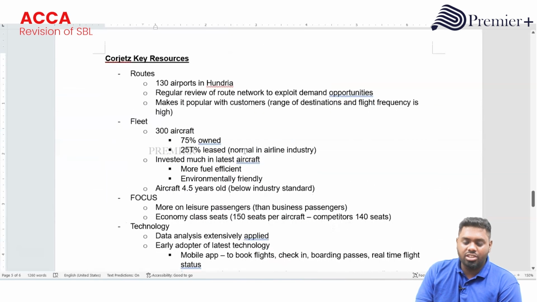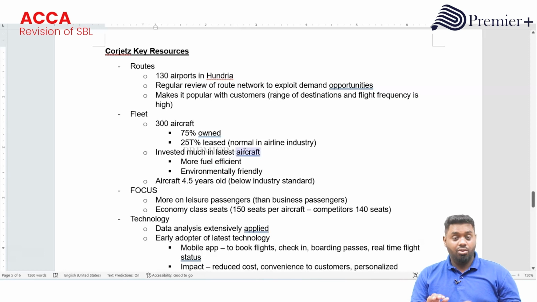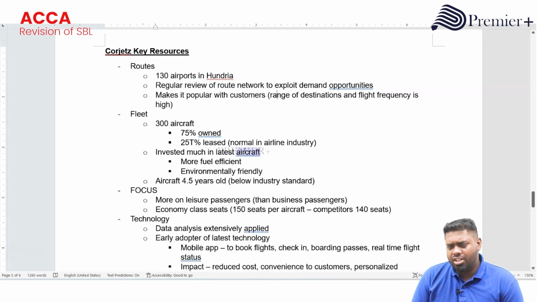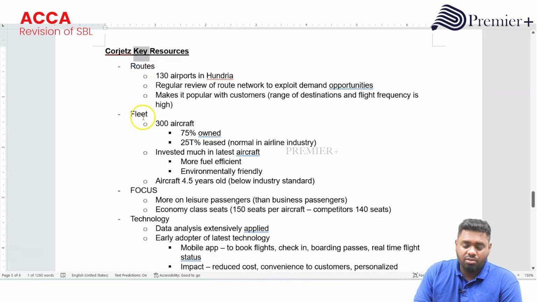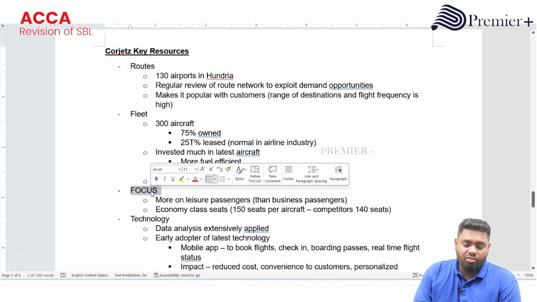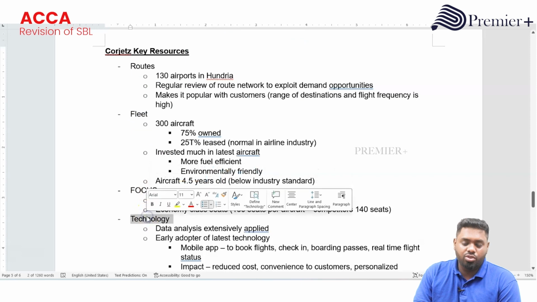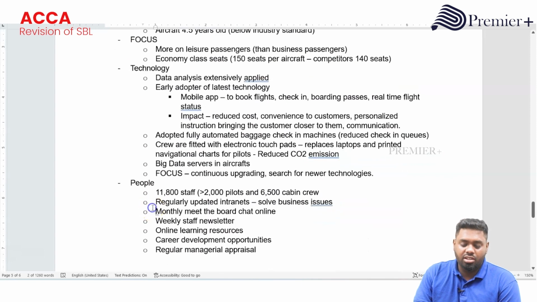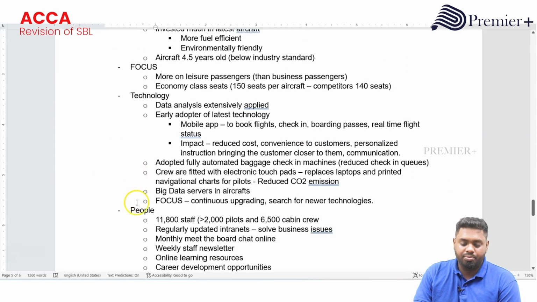Next is core jets' key resources, very important. In terms of key resources that affect core jets' operations, we have routes, fleet, and we'll also look at their focus point. So routes, fleet, technology, and people.